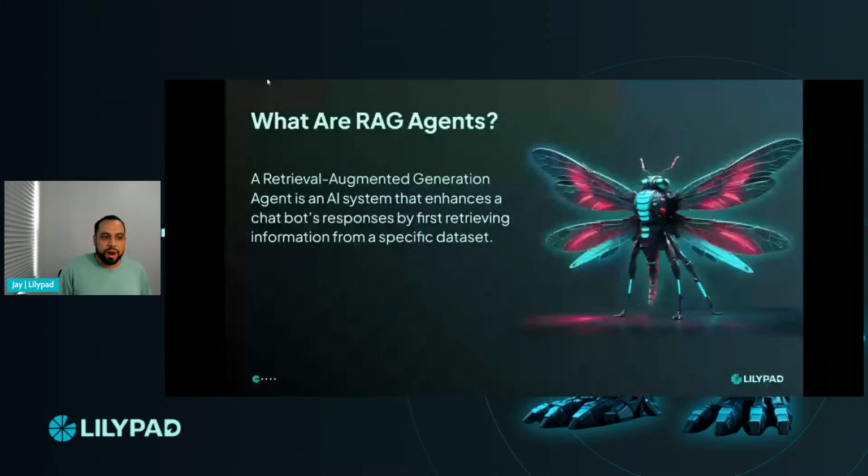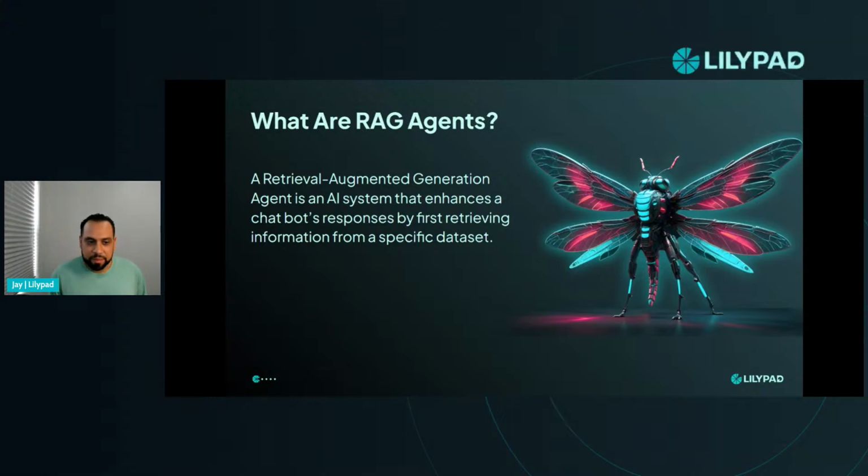So what are RAG agents? If you're not familiar with RAG agents, this is a great intro to your projects. A RAG agent is a retrieval augmented generation agent, an AI system that enhances a chatbot's responses by first retrieving information from a specified data set. So you provide a data set, it looks at that data set, and then it returns a response.